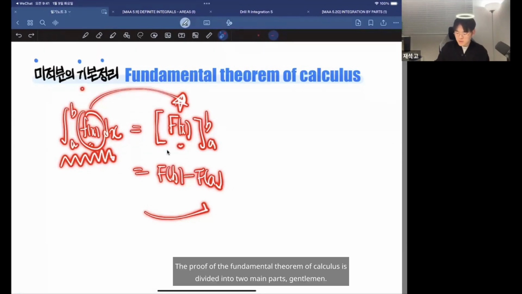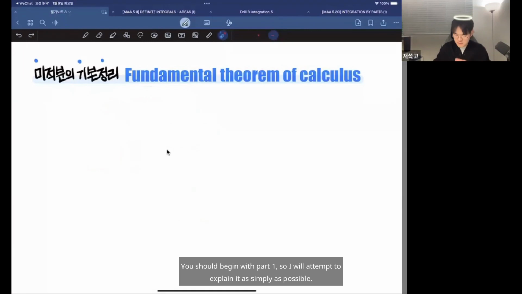The proof of the fundamental theorem of calculus is divided into two main parts, gentlemen. You should begin with part 1, so I will attempt to explain it as simply as possible. You do not need to summarize or anything, just listen and concentrate. It may be challenging, but I believe you all can comprehend.